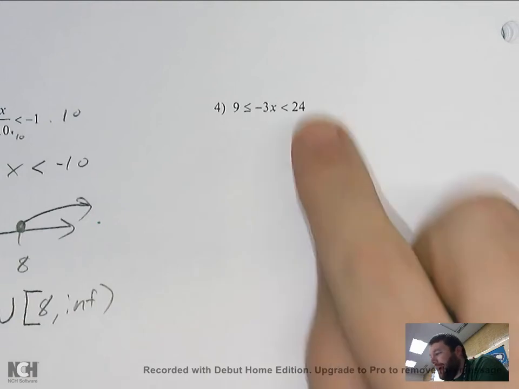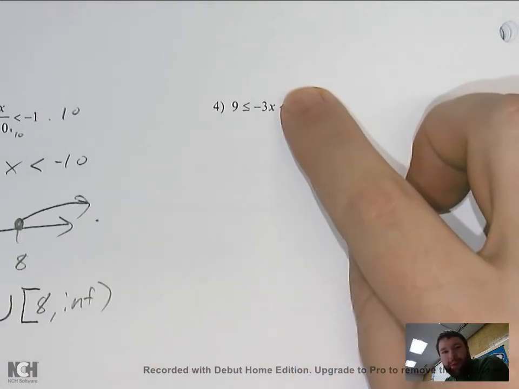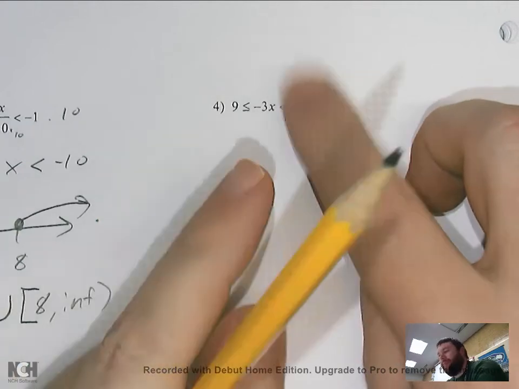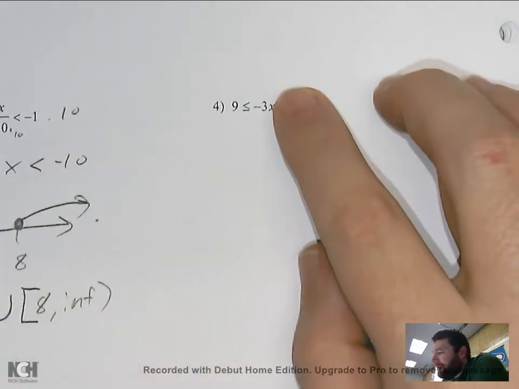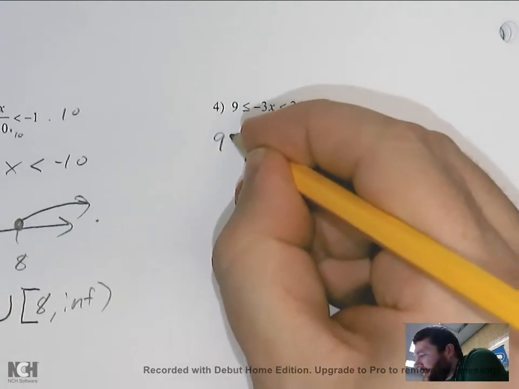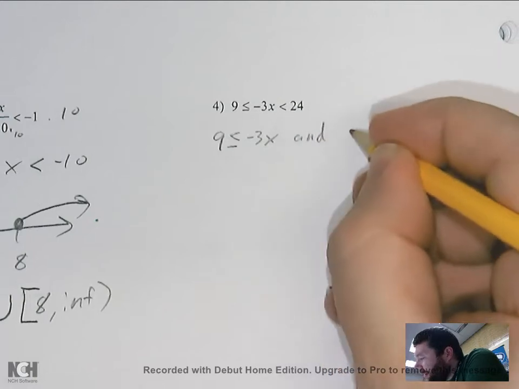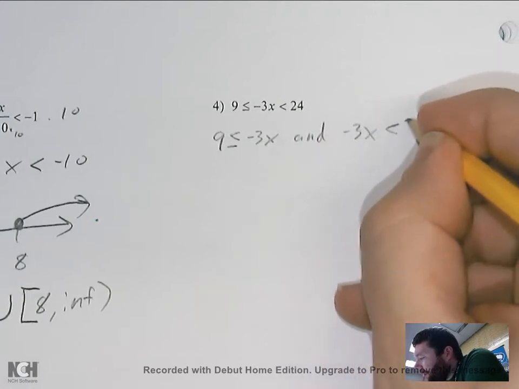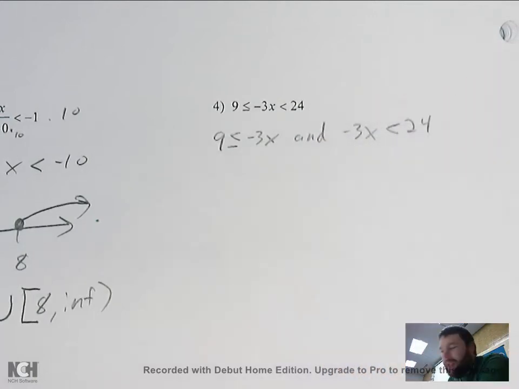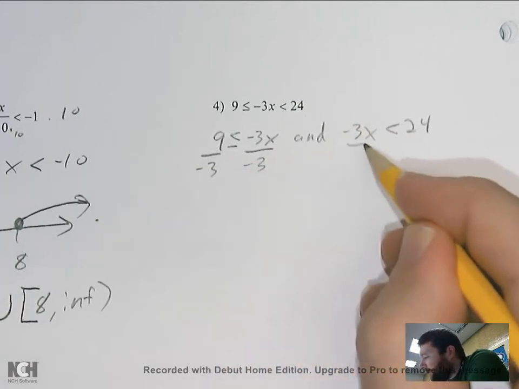So this one's combined, so it's going to be an and problem, right? And the first thing we do is we split it into 2 inequalities. So 9 is less than or equal to negative 3x, and negative 3x is less than 24. Okay, and then to solve these, we just divide by negative 3.